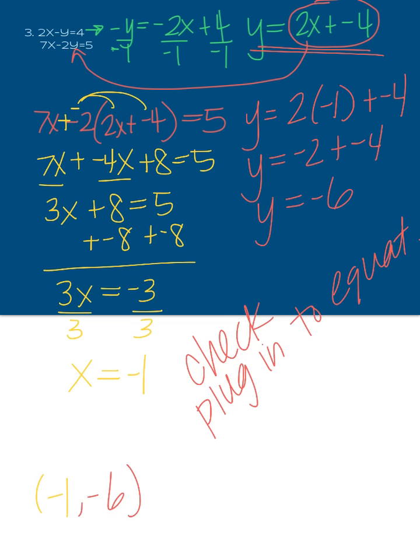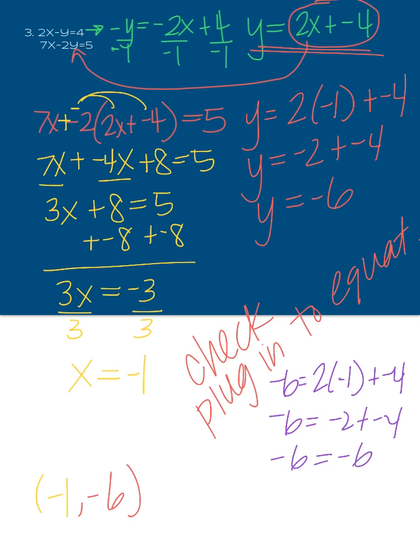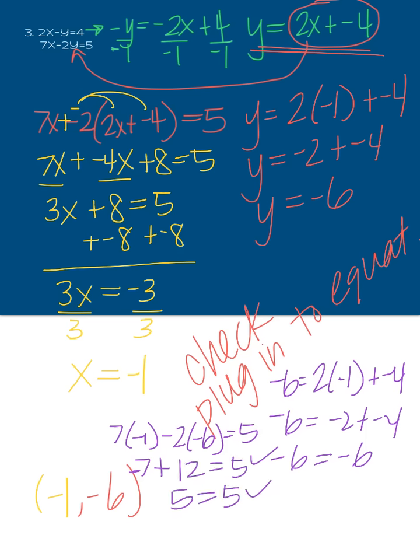I could do -6 equals 2 times -1 plus -4. So -6 equals -2 plus -4. -6 equals -6. That checks out. Now let's try the second one. So I would have 7 times -1 minus 2 times -6 equals 5. I would have -7 plus 12 equals 5, and 5 equals 5. They both check out. That's my final answer.